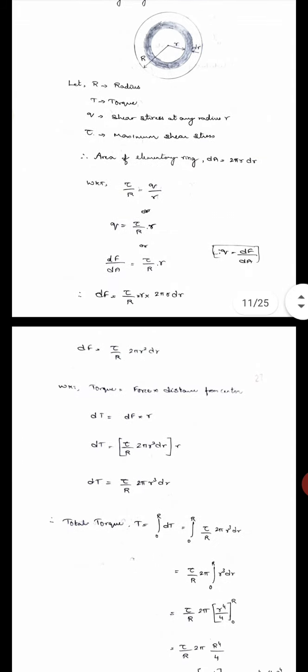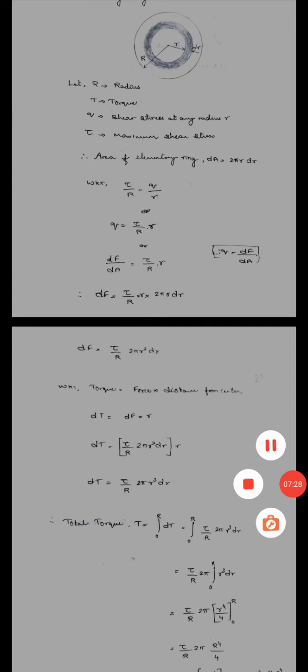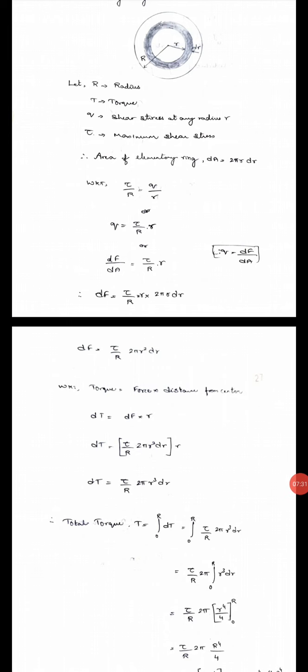We know that torque is force into distance from the center. So elemental torque dT equals dF into r. So dT is tau upon R into 2 pi r square dr into r. dT equals tau by R into 2 pi r cube dr. So total torque T is the integration from center 0 to radius R of dT, so 0 to R of tau by R into 2 pi r cube dr. Taking the constants 2 pi tau by R out, we integrate r cube dr from 0 to R.